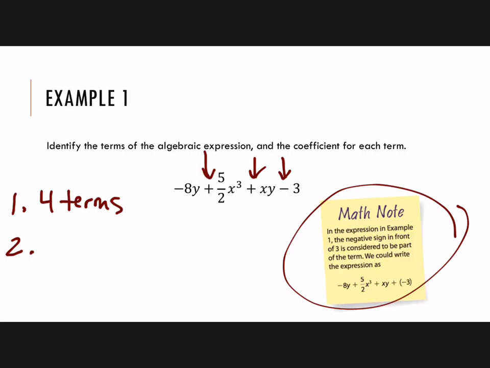So the terms are negative 8y, 5 halves x cubed, xy, and negative 3.